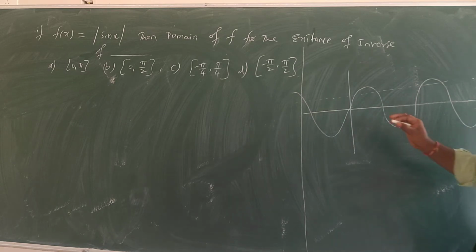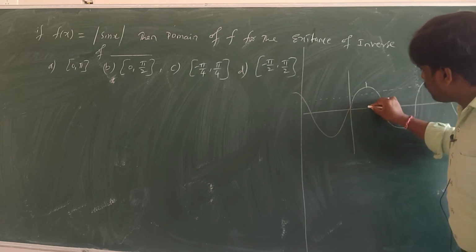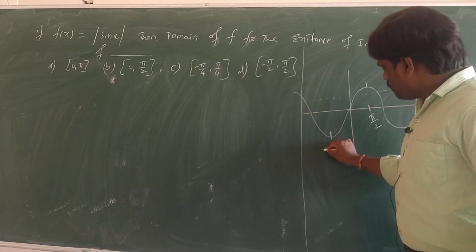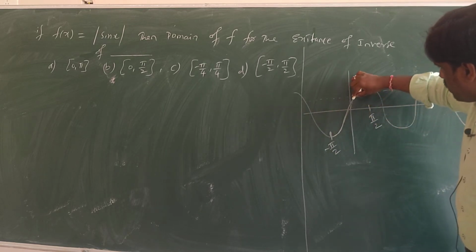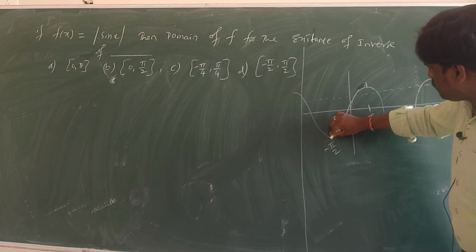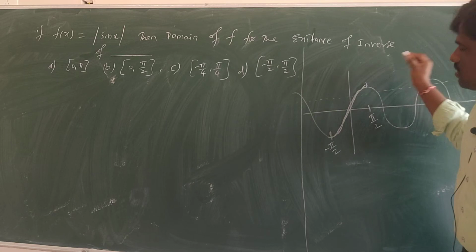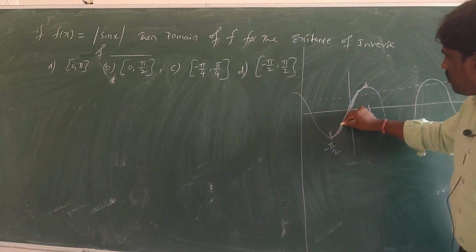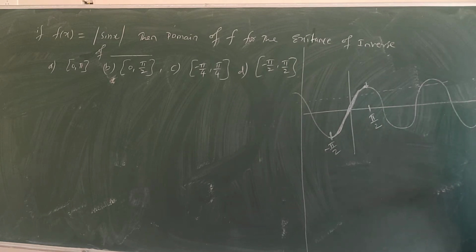So this is the restriction of the sine function. Here I am taking pi by 2, and here I am taking minus pi by 2. Look at this picture. In this part of the graph, no values will be repeated. If you draw a line here, it will intersect the graph at only one point, right?